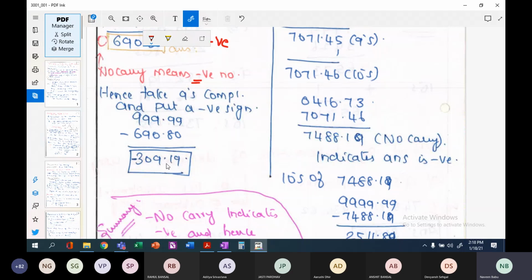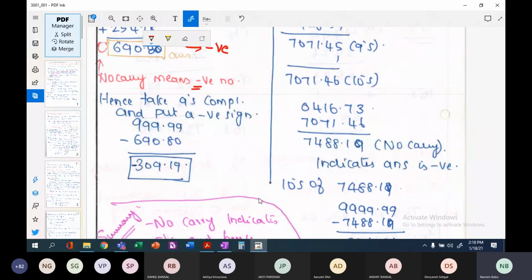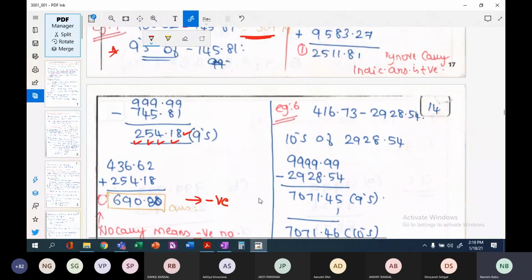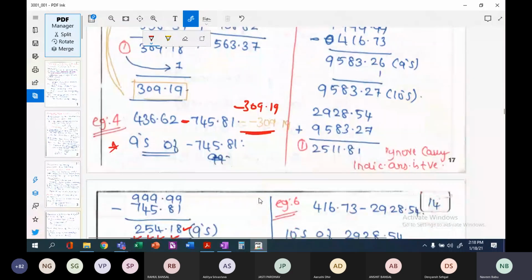Okay, so maybe I'll repeat it. I'll do this particular problem on notes maybe.